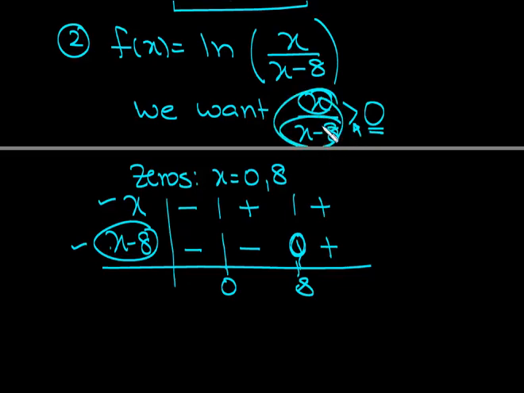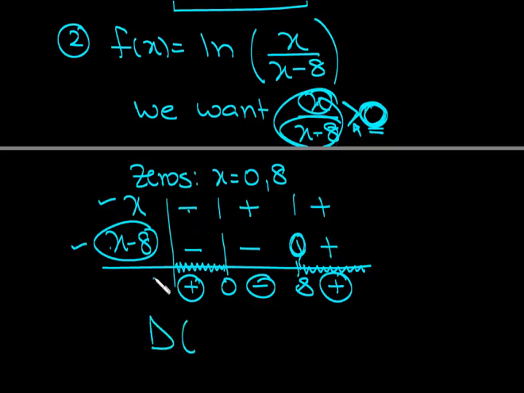Okay, so when we multiply this, because we're taking this and dividing it by that, if we take negative divided by negative, we get a positive, negative, and positive. Okay, so we wanted this expression to be what? Greater than 0. So that tells me if x is in here or in here, that would be greater than 0. So my domain is going to be what?